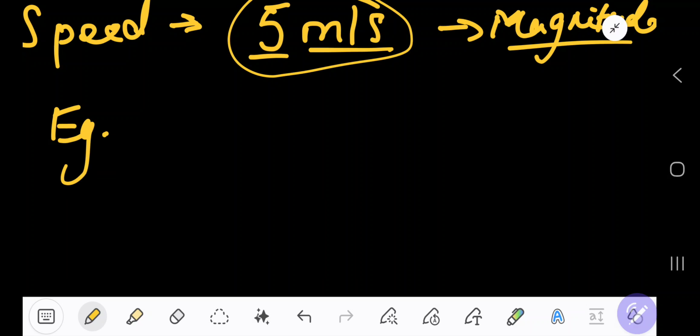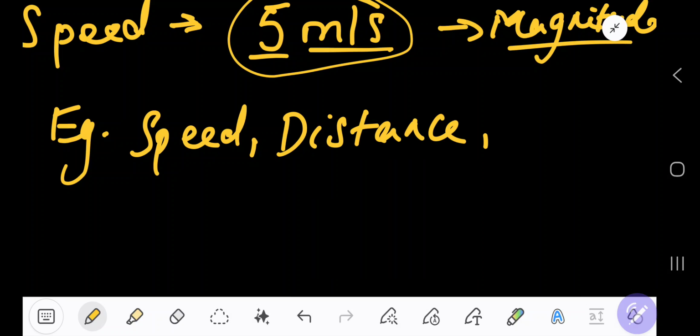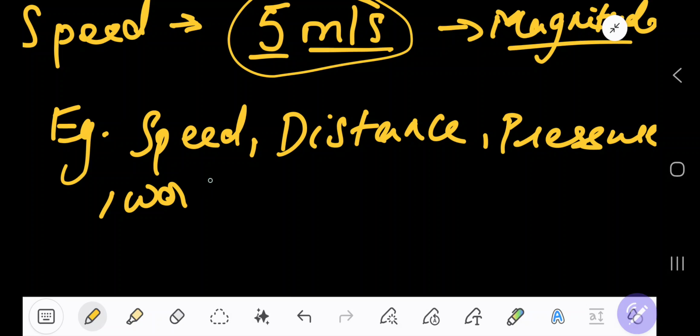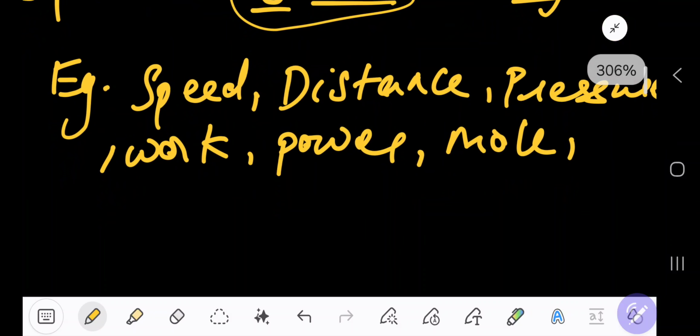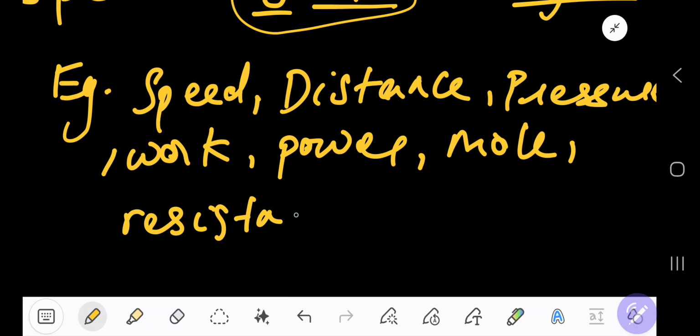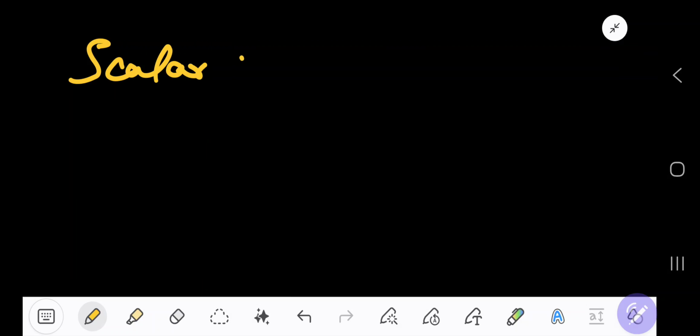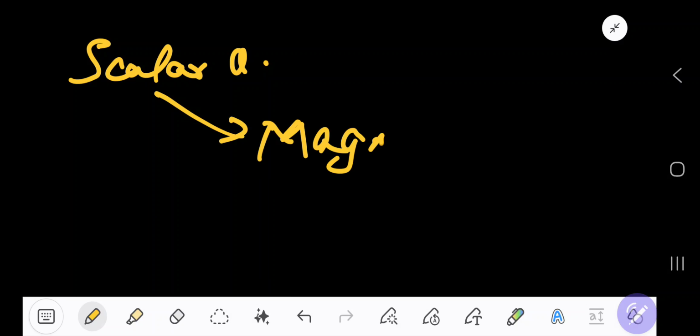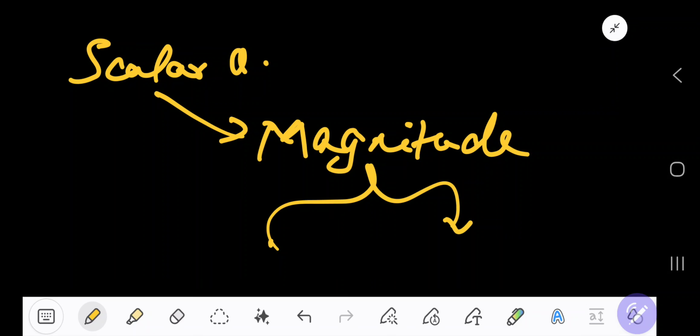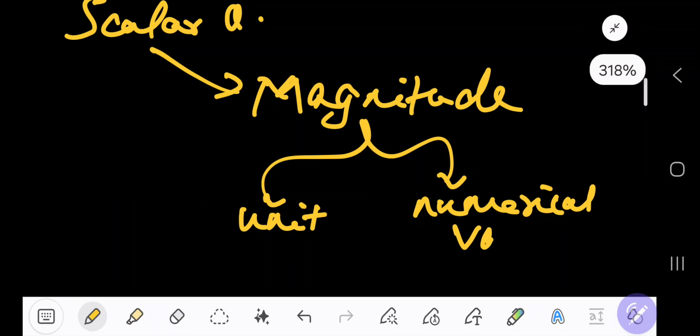So now I'm going to give some examples of scalar quantities. We have speed, distance, pressure, work, power, mole, resistance, density, etc. There are many. These are some examples of scalar quantities. So scalar quantities need only their magnitude to represent them. Magnitude is basically the unit and the numerical value.